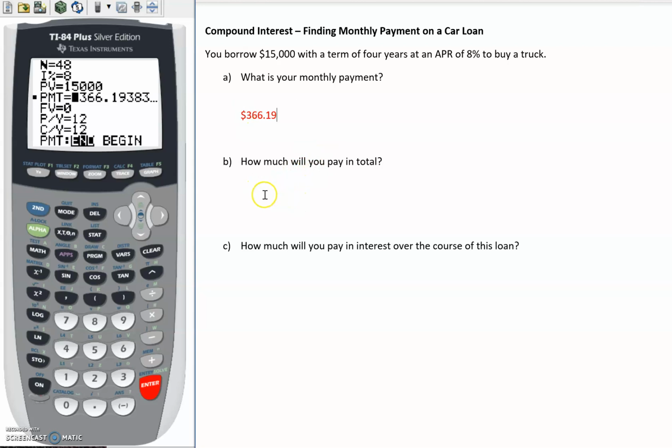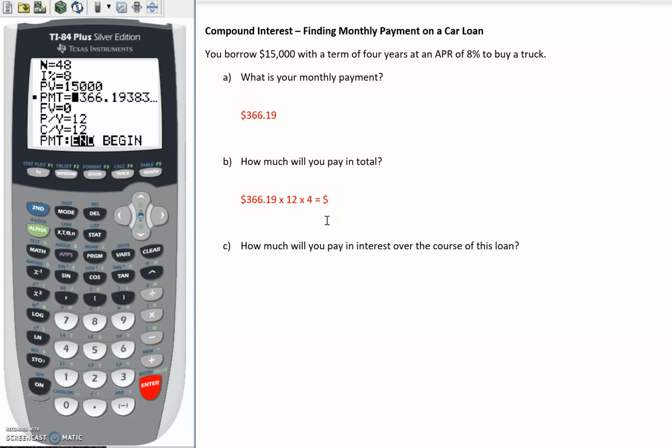How much will we pay in total? So our loan is for 15,000, right? That basically means that we use that money to pay the dealership. So the truck was 15,000. That doesn't actually mean though that we have paid 15,000 in total, because when we pay back that money, there's interest involved. So if we were to take our monthly payment, 366.19, and say, okay, I made that every month, so times 12, and I did that over the course of 4 years, we would get our total amount paid.